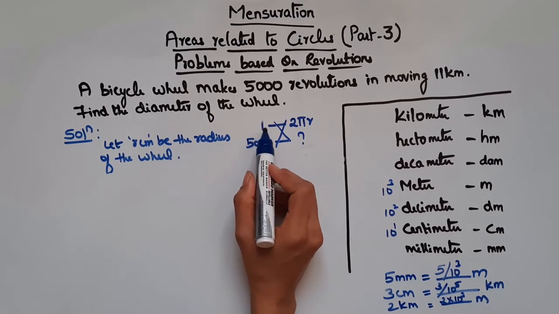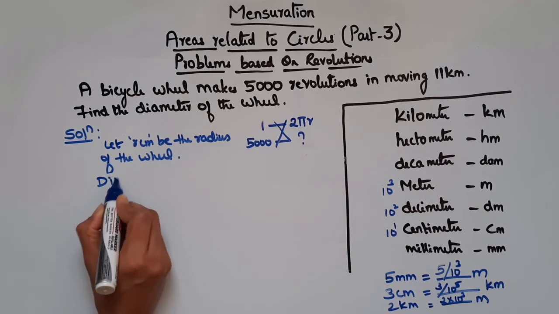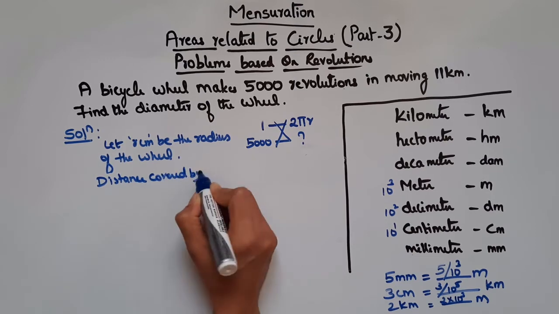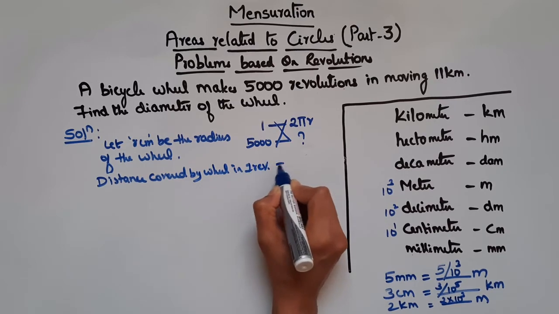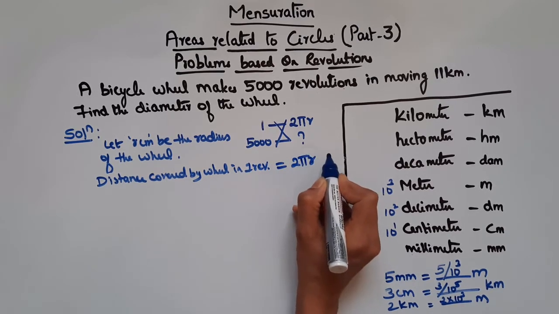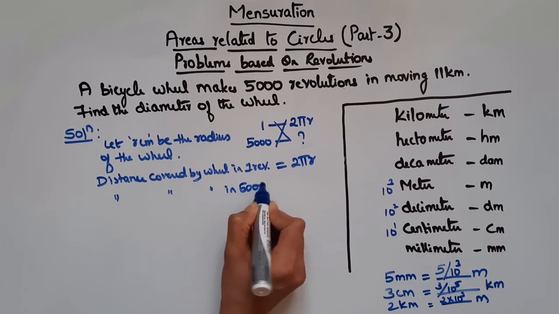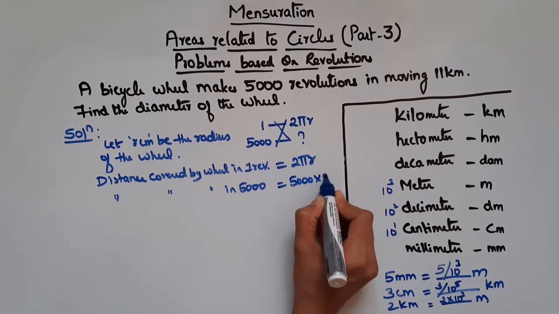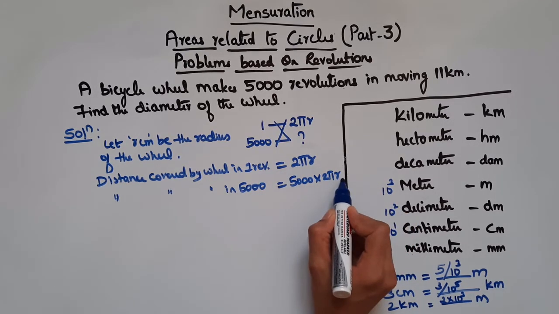So the distance covered by the wheel in one revolution is 2 pi r. Let me write that. Distance covered by the wheel in one revolution is 2 pi r. Distance covered by the wheel in 5000 revolutions is 5000 into 2 pi r. Now the distance here is in centimeter because we have taken the radius as centimeter.